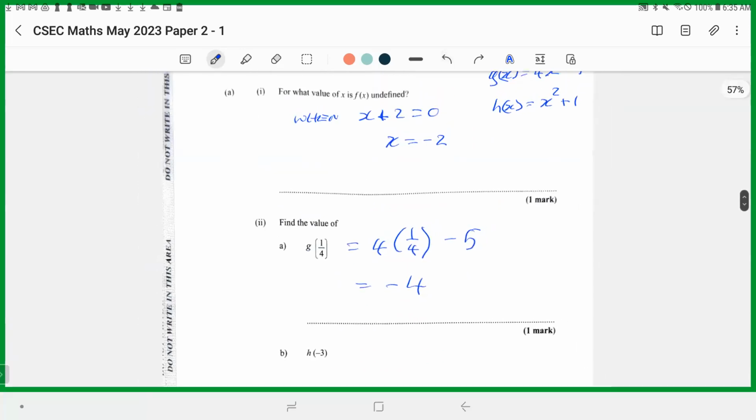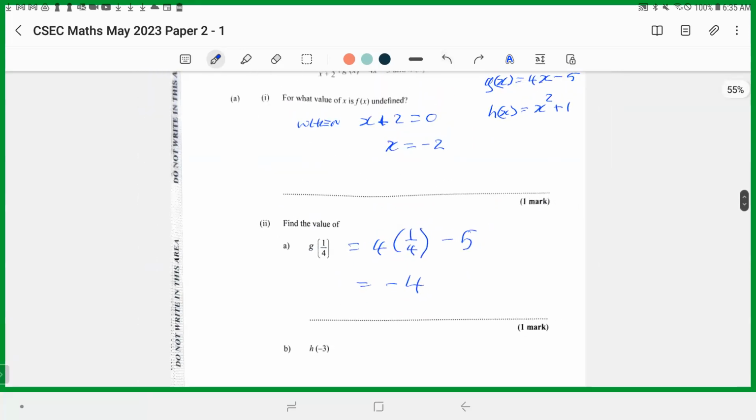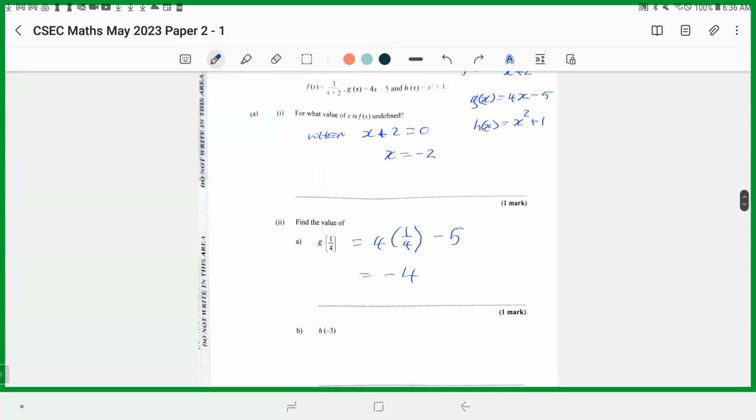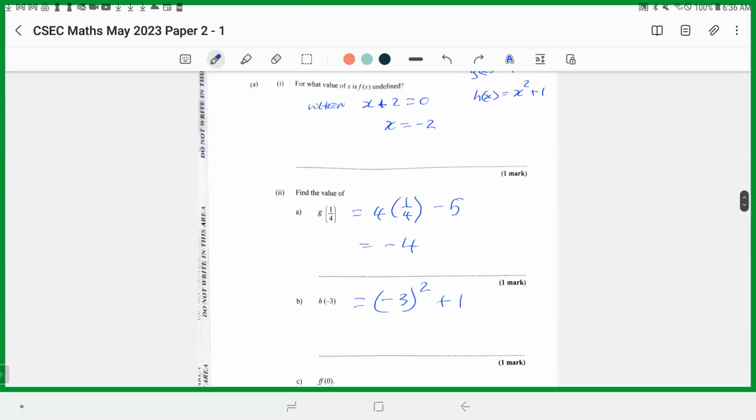So it means that taking this, let me copy this down. All right, no, don't have to. We're going to take this negative 3 and drop it in the h function. So it becomes negative 3 squared plus 1. Negative 3 squared is a positive 9 plus 1. So that result is 10. So 10 is the answer right here.